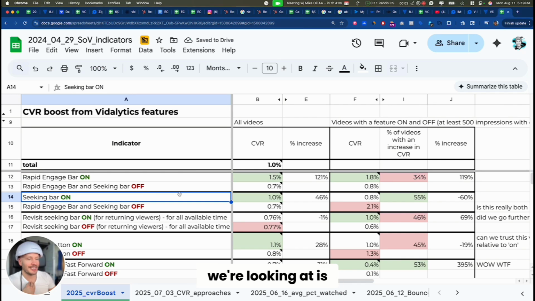Additionally, one more thing that we're looking at is what percent of videos have an increase in conversion. So maybe this specific feature or strategy or tactic increases conversion rates on average across the board, but maybe that still happens in a minority of videos, meaning that maybe 70% of videos actually have their conversion rate go down slightly, but then 30% have it go up, but it goes up higher than that 70% is dropping. So this is just different ways.